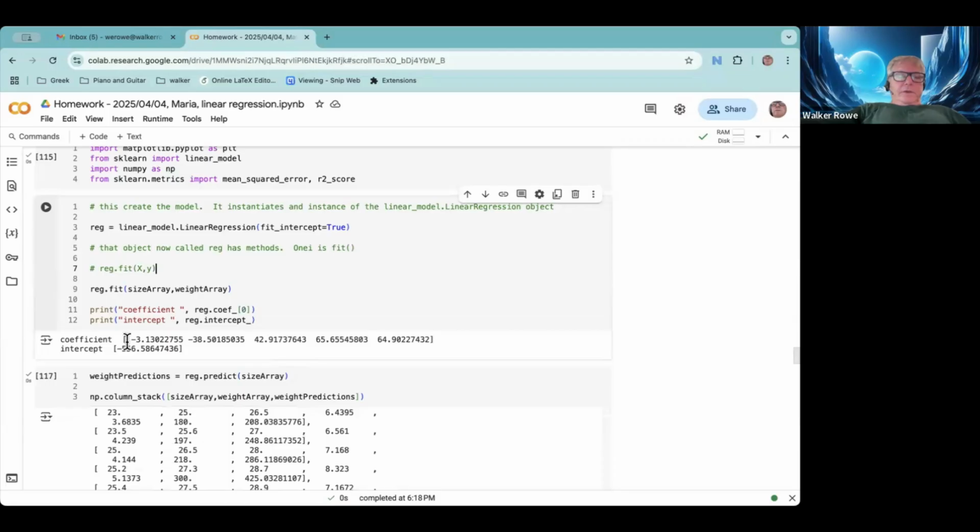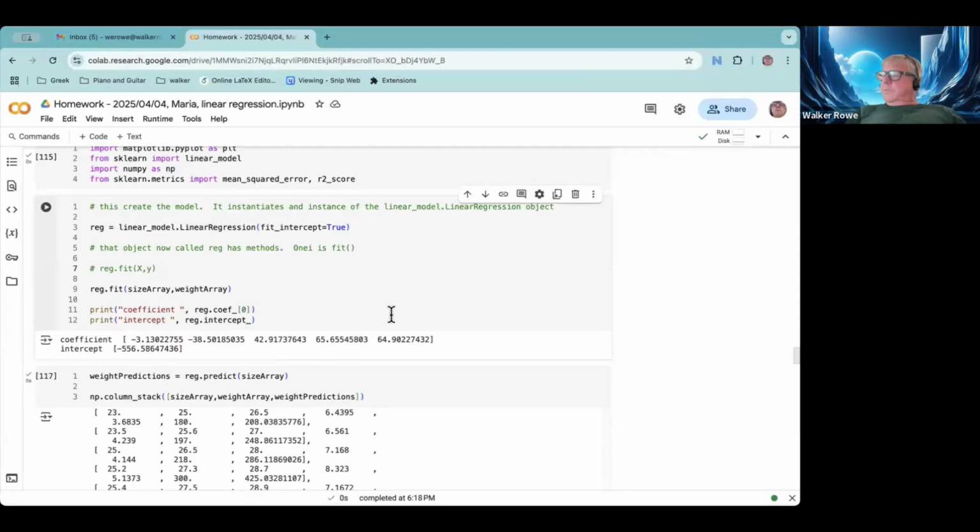Notice we get 1, 2, 3, 4, 5 because we have 5 features. So it used mean squared error. It looked for the least squared error line, right? It calculated this line.